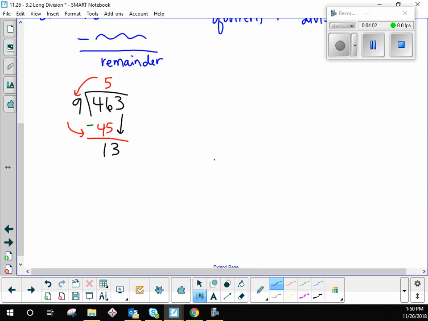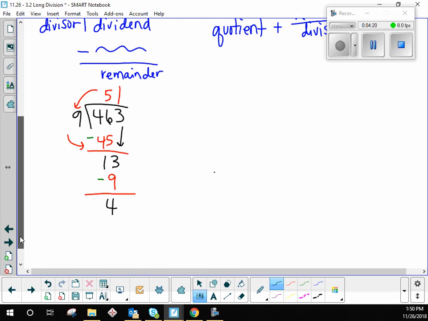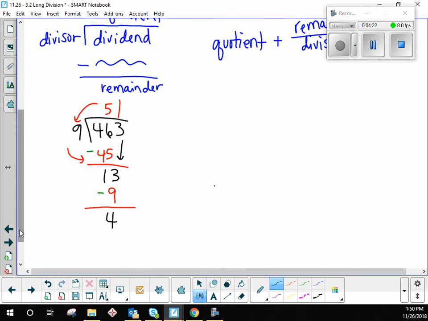9 goes into 13 how many times? Once. So I do 1 times 9, which is 9. I bring it down here. Subtract it off means change the sign of the 9 to negative. And then that leaves me 4. So I'm going to write this in that form that your homework and your notes say: quotient plus remainder over divisor. So that would look like this.